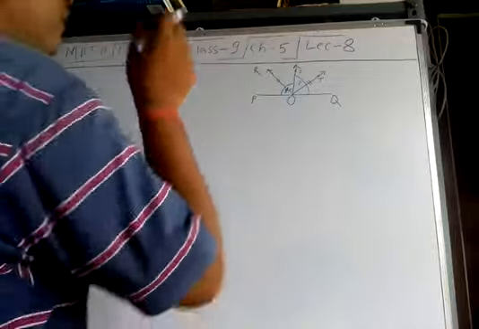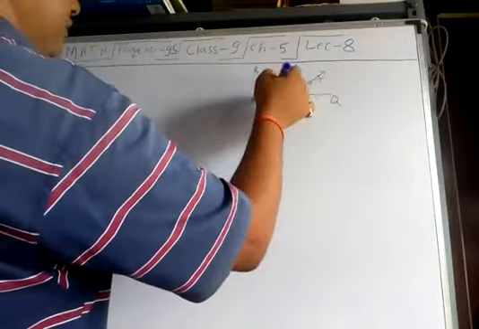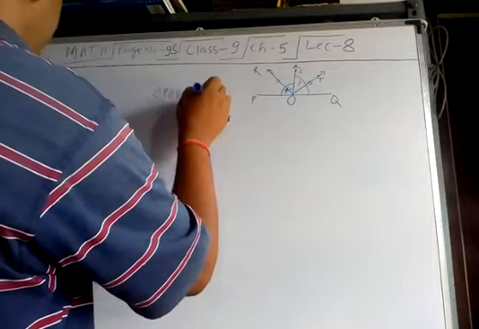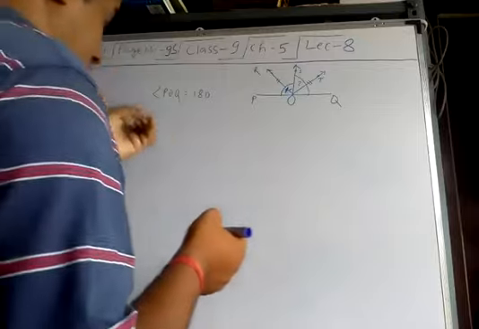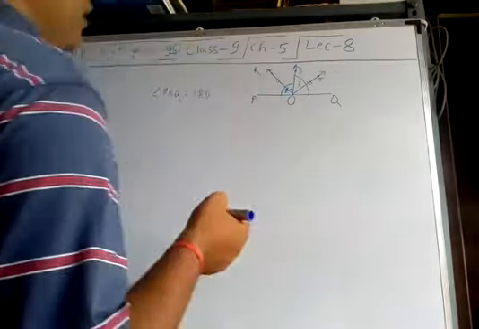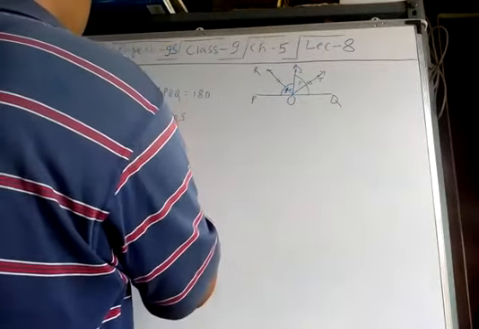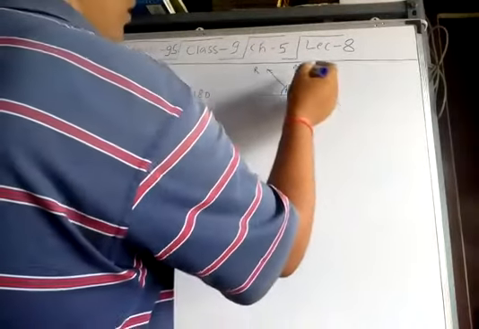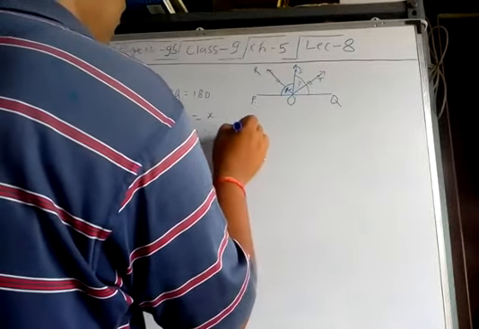See, first of all, the angle POQ is equal to 180 degrees. Being a straight line, with point O on the line PQ, angle POQ is equal to 180 degrees. Since angle POS is equal to x, therefore angle SOQ is equal to 180 degrees minus x.